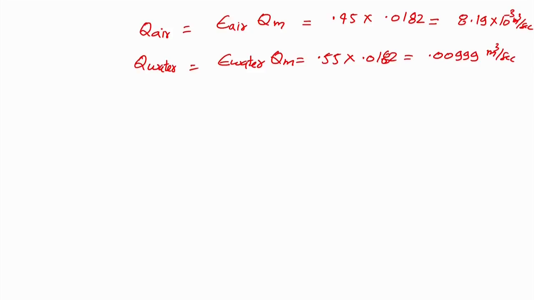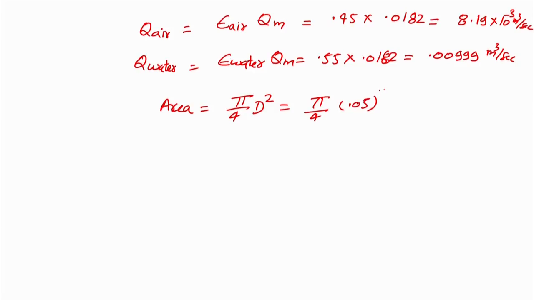I need to calculate the pressure drop in single phase flow liquid, pressure drop in single phase flow gas. It means assuming that only liquid is flowing inside and only gas is flowing inside. So, to calculate the delta P, I need to calculate the velocity, and for velocity I need to calculate the area. The area will be equal to pi by 4 d square, and this will be pi by 4 into 0.05 whole square. If you do that, you will get the area as 1.96 into 10 to the power minus 3 meter square.